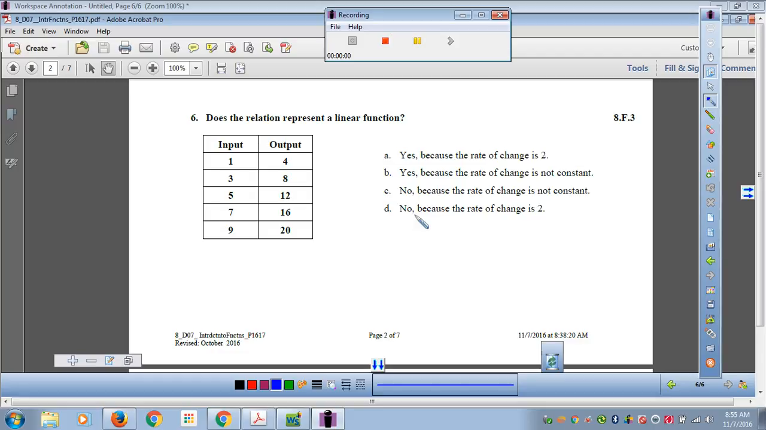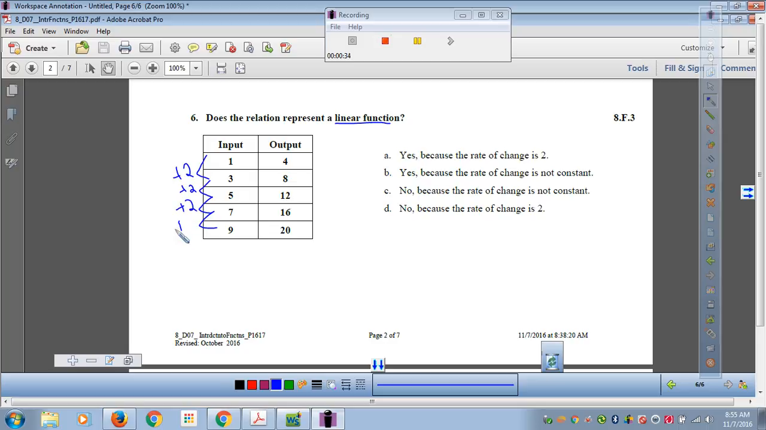Question 6. Does the relation represent a linear function? Well, let's take a look. So, it's in a table, but I could treat it like a mapping diagram and look for, actually no, I'm sorry, not a mapping diagram. I want to look for, if it's a linear function, I want to look for if there is a constant rate of change. So, when I look at the input values, they are increasing by 2 every time.